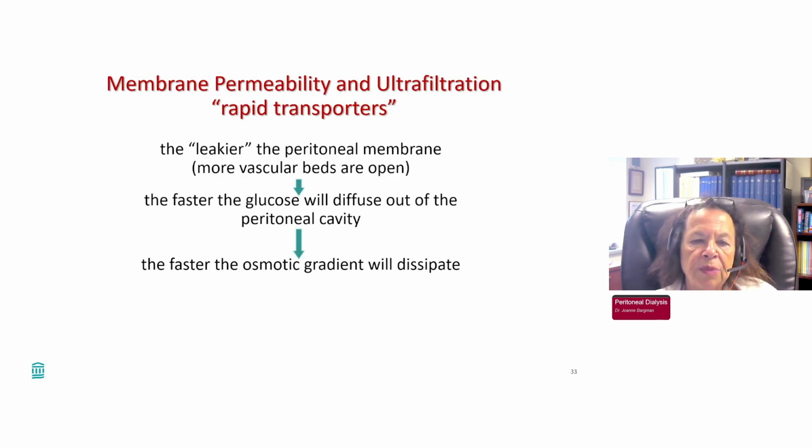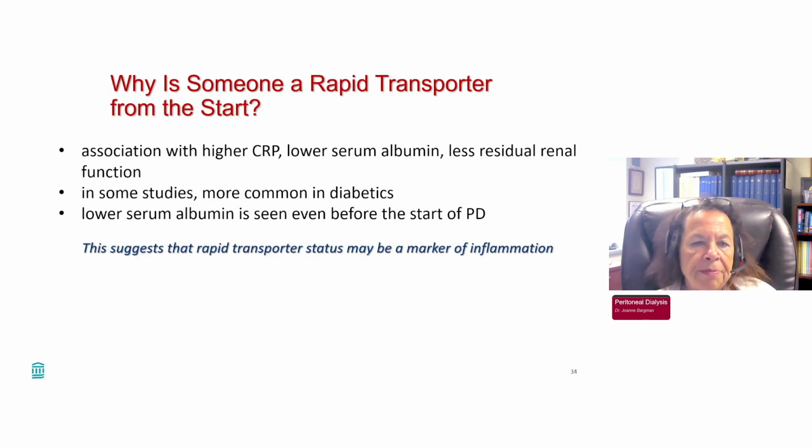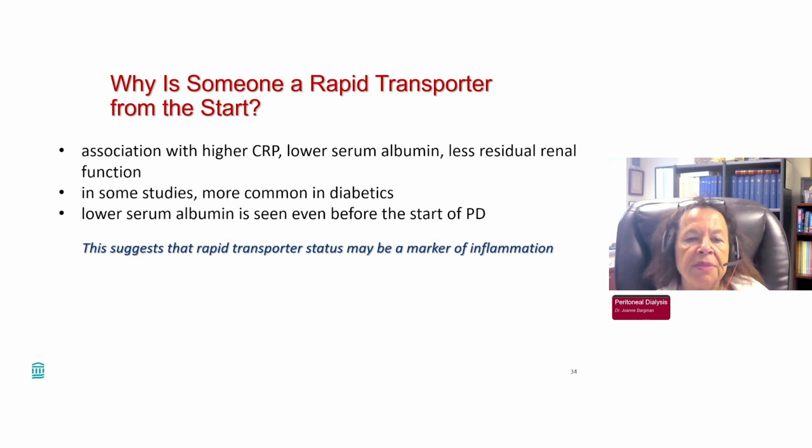So the rapid transporters have a so-called leakier peritoneal membrane, so glucose will diffuse out of the peritoneal cavity faster, and unfortunately that means that the osmotic gradient will dissipate sooner, and that has very important implications for ultrafiltration. So why are some people rapid transporters and why are some people slow transporters? Interestingly, rapid transporters are associated with higher markers of inflammation. And in some studies, it's more common in diabetics who may actually have a higher level of generalized inflammation.